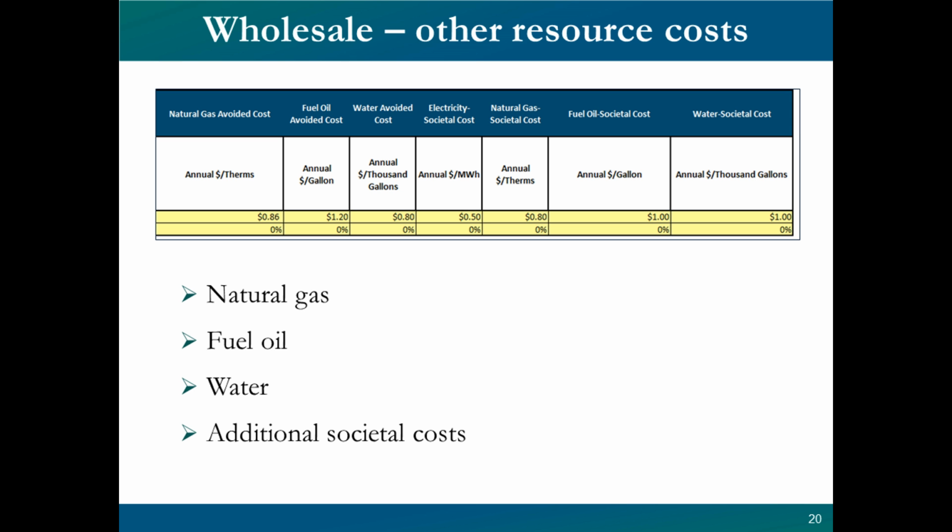So this wholesale other resource cost slide shows the other values that can be input, which are namely natural gas avoided costs, fuel oil avoided costs, as well as water avoided costs. And if any of the avoided costs that are societal or capture externalities are not input in the existing cells, there's an option to add those in the inputs tab as well.